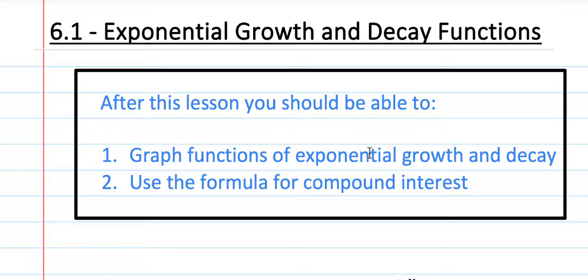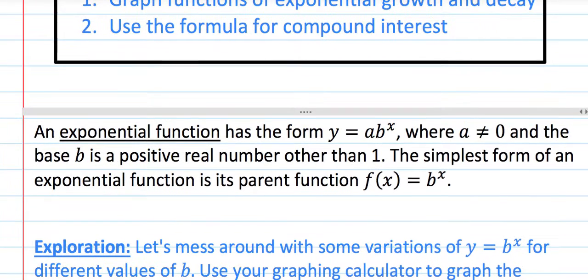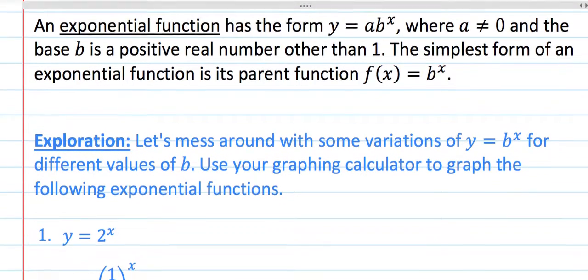So let's define an exponential function. An exponential function is just a function in the form y equals a times b to the x power, where a will not equal 0, and b, the base, is any positive real number other than 1. The parent function here would be just f of x equals b to the x.